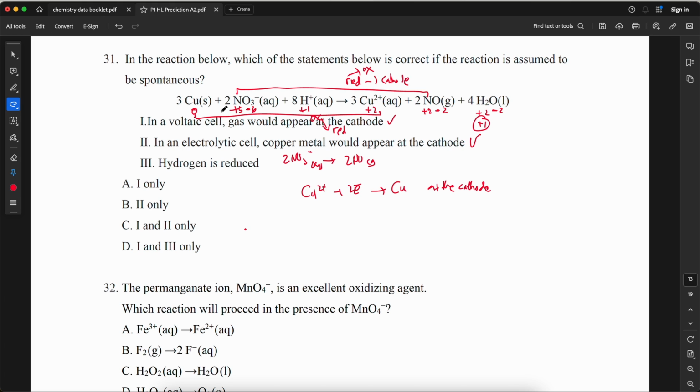Hydrogen is reduced? No, as you can see, +1, +1. So there is no reduction or oxidation for hydrogen. Therefore, the answer is C.